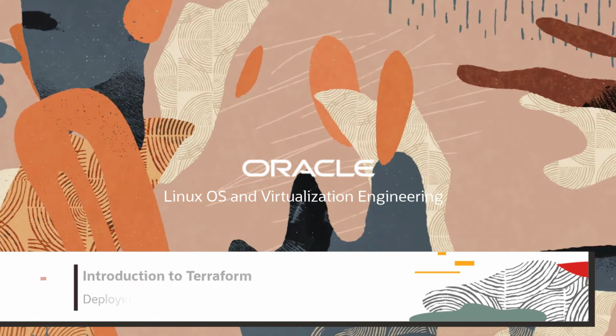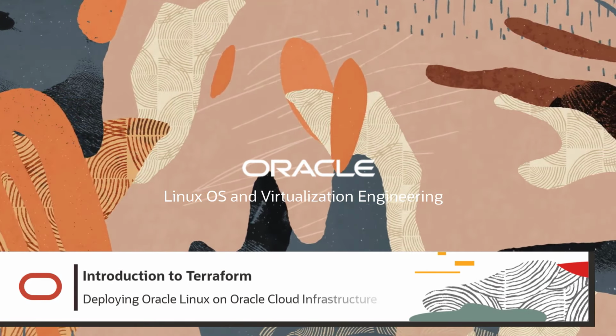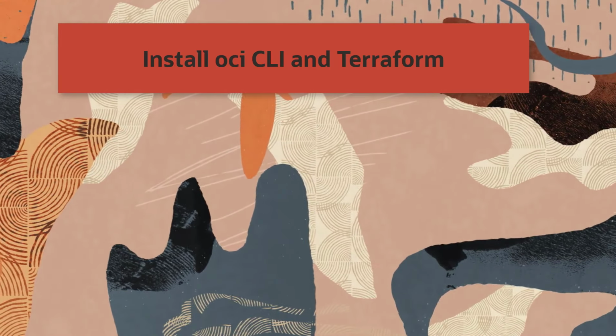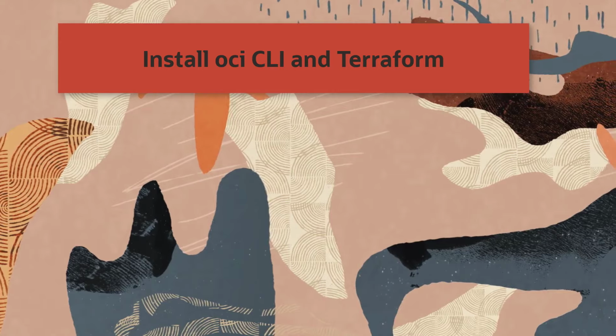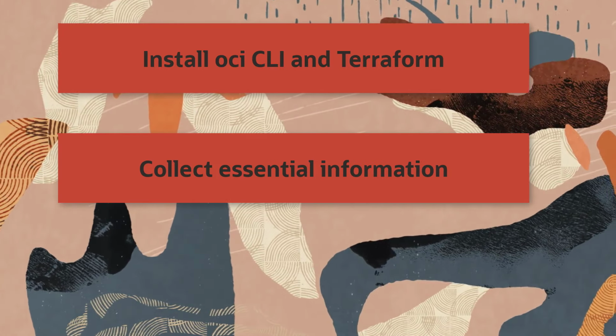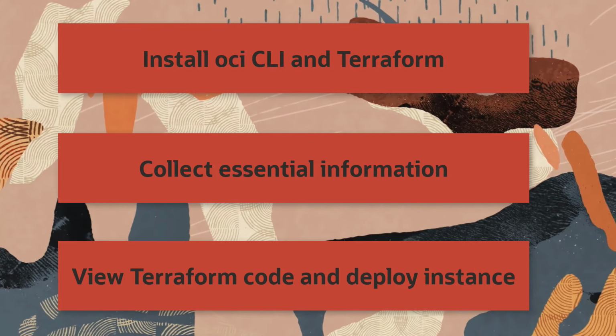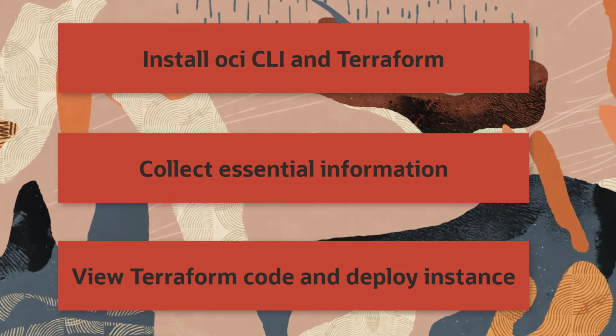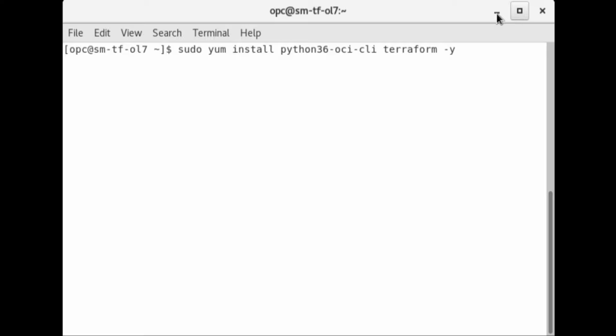Hello. This presentation shows you how to install the Oracle Cloud Infrastructure Command Line Interface, or CLI, and Terraform. You also see how to collect essential information and then deploy an Oracle Linux instance using two simple Terraform language files. In this demonstration, start with an Oracle Linux 7 instance in Oracle Cloud Infrastructure.